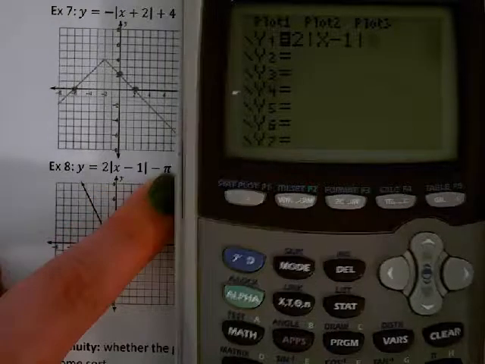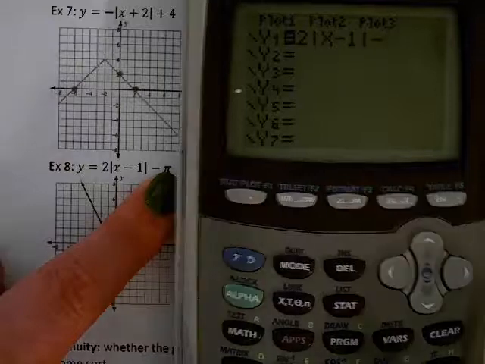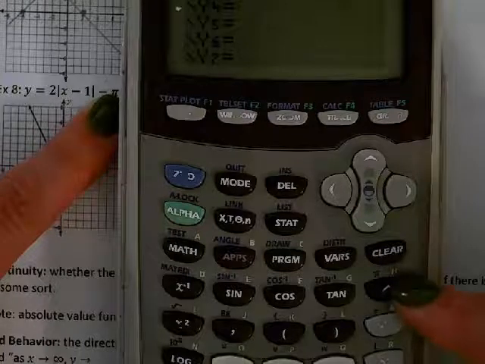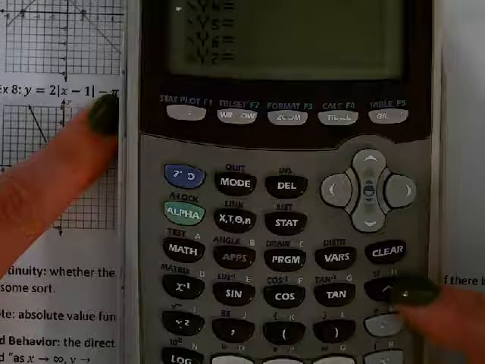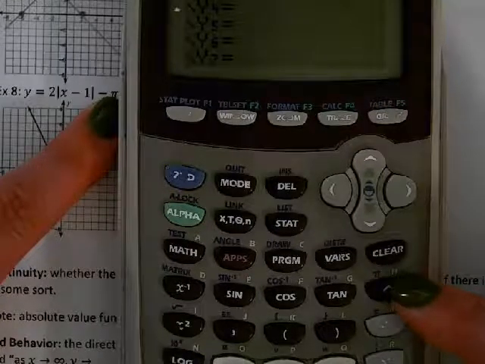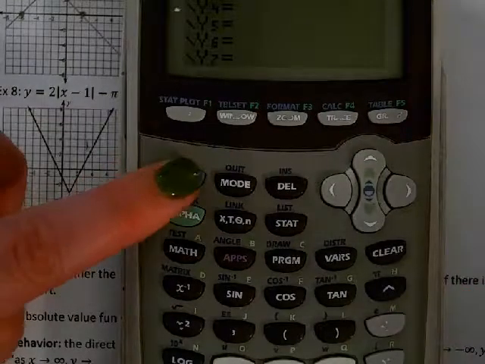And then minus pi. The pi is right here above the up arrow button. The up arrow is how you do exponents that are other than a squared. The pi is in blue, so we're going to use the second button to get it. So we're going to hit second, up arrow.